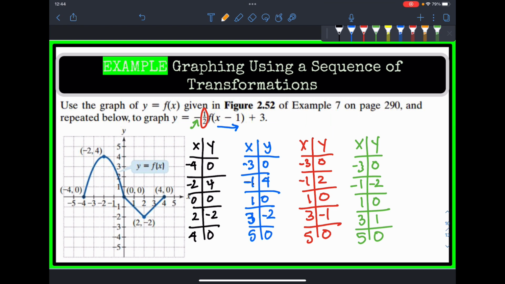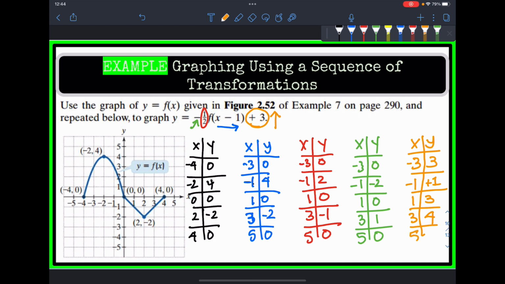And then finally, the last thing that we have, and then we'll graph it, is the vertical translation. So the vertical translation is going to increase this 3 units up. And because it's a vertical translation, it's going to affect the vertical coordinates, which are the y coordinates. So the final x and y coordinates will be -3, 3, -1, 1, 1, 0, 3 units higher is at 1, 3. 3, 1, 3 units higher is at 3, 4. And 5, 0, 3 units higher is at 5, 3.